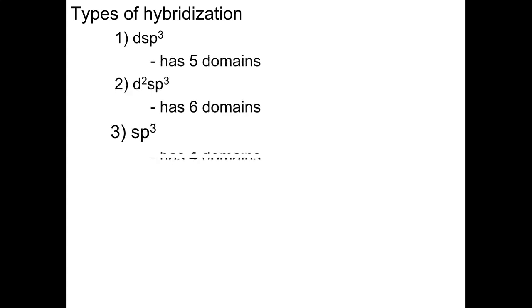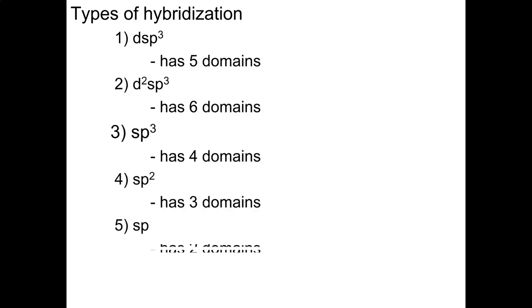Memorize. And this is how you do it. If it has 5 domains, it's dsp3. If it's 6 domains, d2sp3. So whether it's octahedral or square pyramidal, whether here is tetrahedral or bent or trigonal pyramidal, they all have 4 domains, right? So here the number of lone pairs doesn't matter. You just count your total number of domains. However many you have, that's what you're going to use to determine your hybridization.